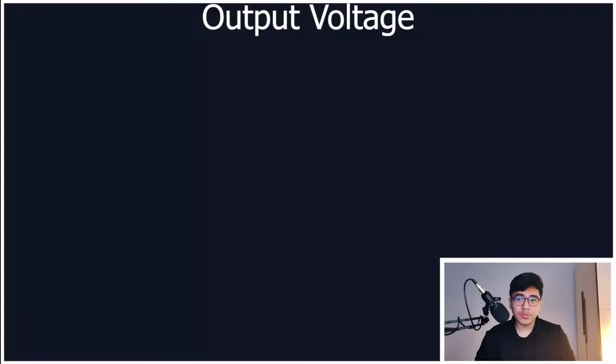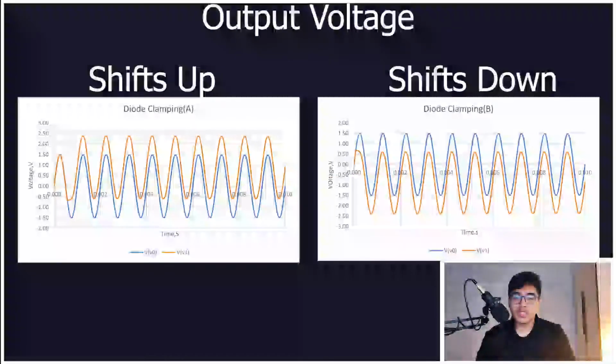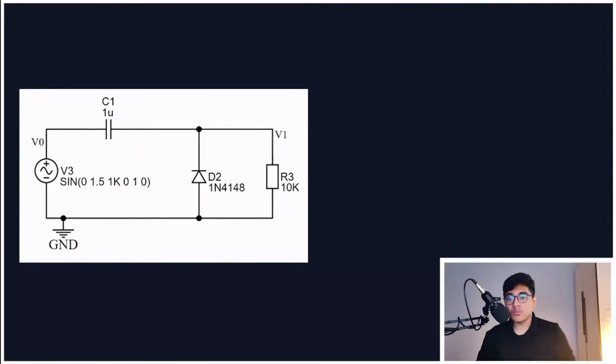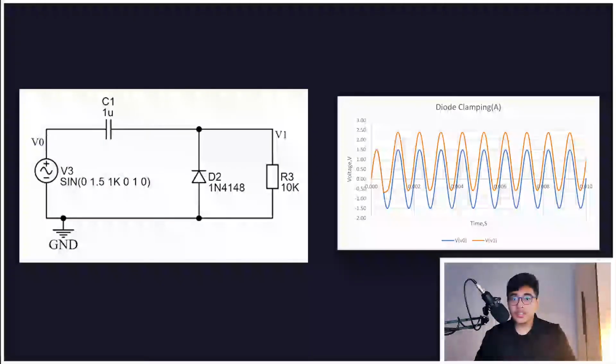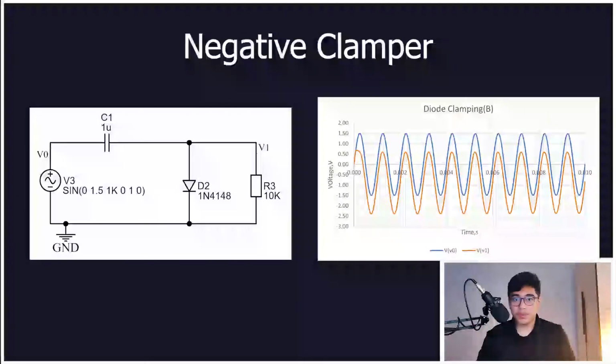Now that we talked about three diodes, let's see how a normal diode is applied to a circuit and the result when it's paired with other components. When a capacitor is paired with a diode, the circuit becomes a clamper circuit. This means the output voltage will either shift up in the positive or shift down depending on the orientation of the diode. If it's oriented like this, the output waveform would be like this. This is called a positive clamper, and if it's reversed, it will be a negative clamper.